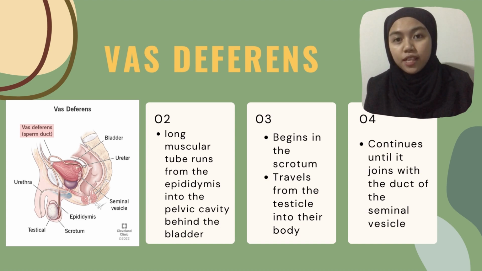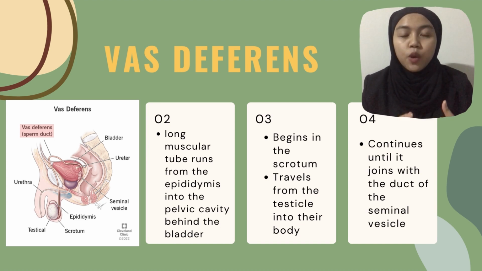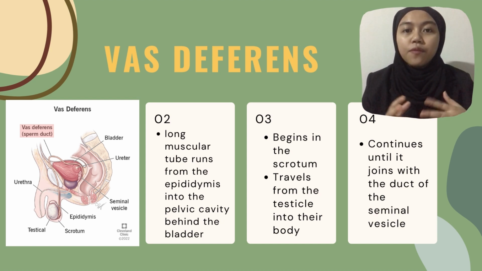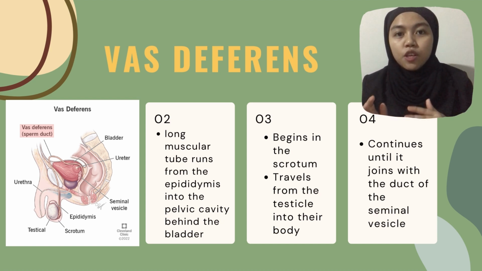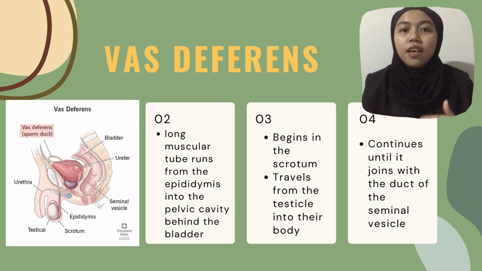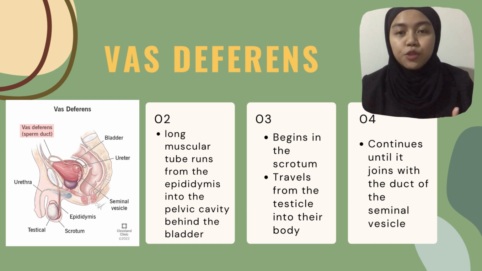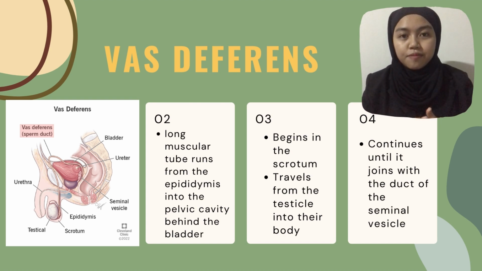Where is the vas deferens located? The vas deferens begins in the scrotum, which is the sac containing the male testicles. The vas deferens then travels from the testicles into the body. It continues until it joins with the duct of the seminal vesicle to create the ejaculatory duct.